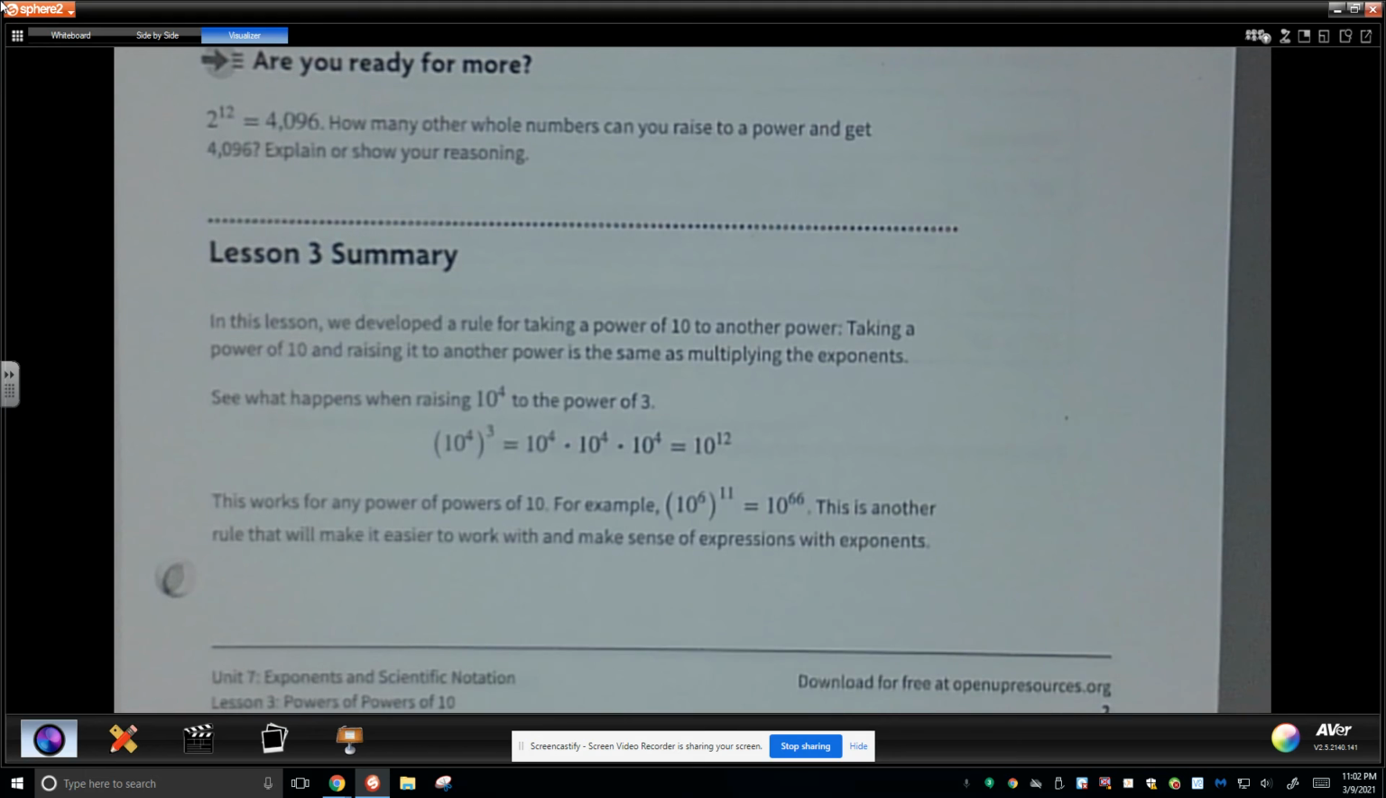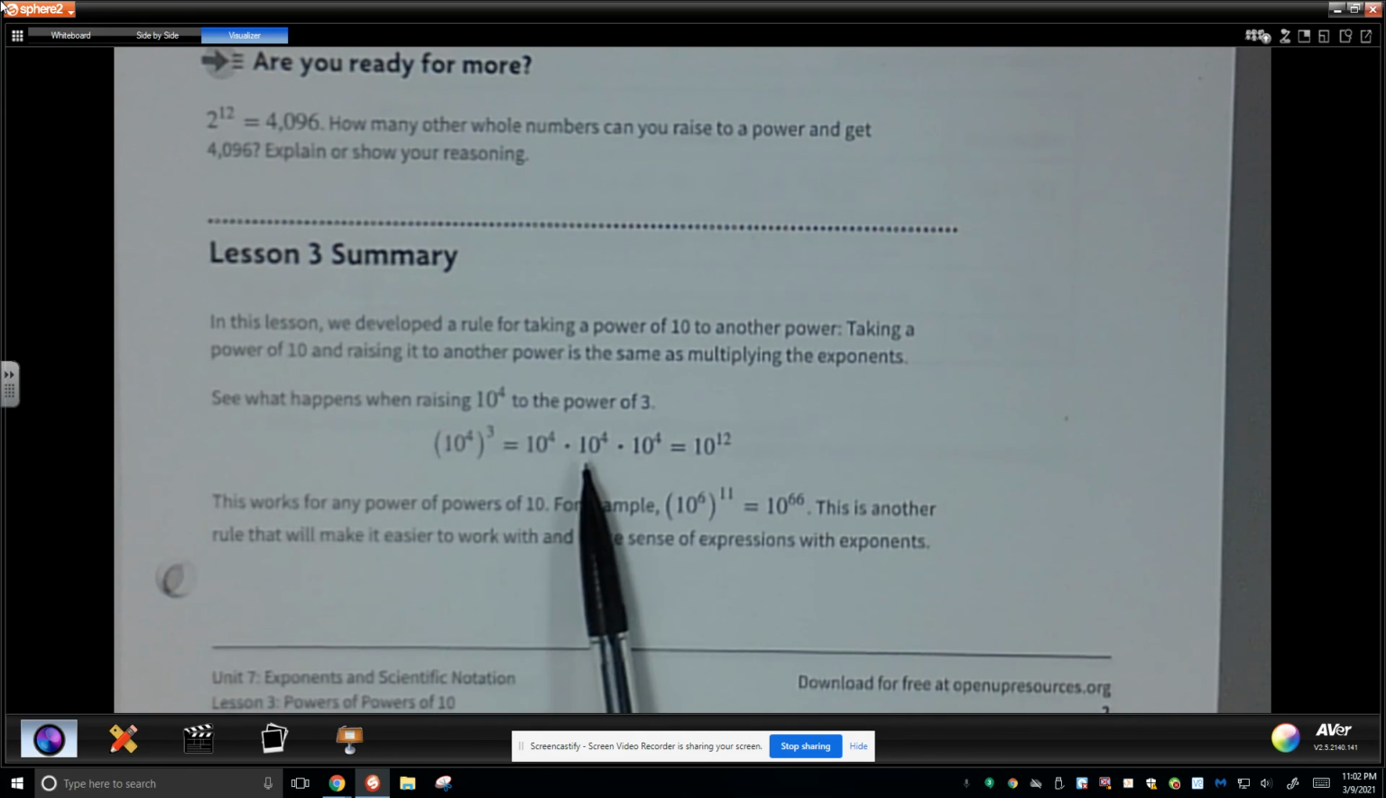This lesson is done. In the lesson summary, the thing we have to recognize is this. We developed a rule for taking a power of 10 to another power of 10. Taking a power of 10 and raising it to another power of 10 is as simple as multiplying the exponents. What we see happening here is when we take, say for instance, 10 to the fourth power to the power of 3, the 10 to the fourth becomes the base of 3. And so what that tells me is that I now have a base being raised to that power, or 3 groups of the base, 3 groups of 10 to the fourth power.